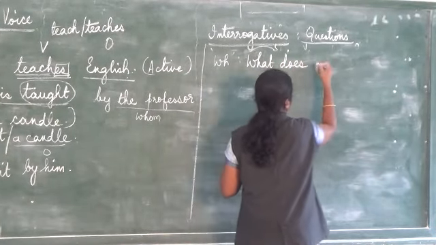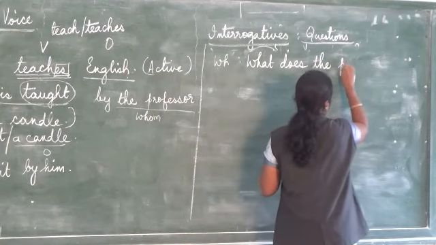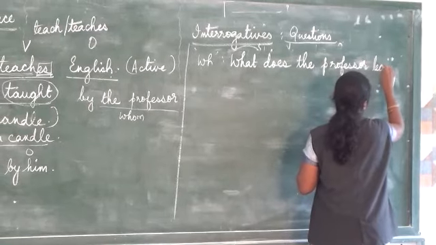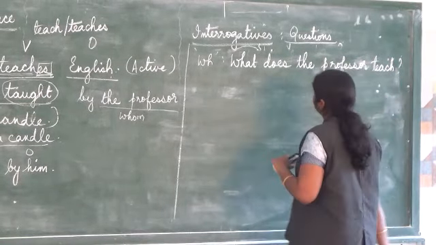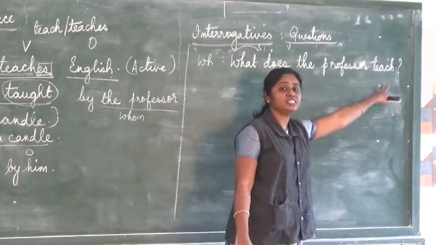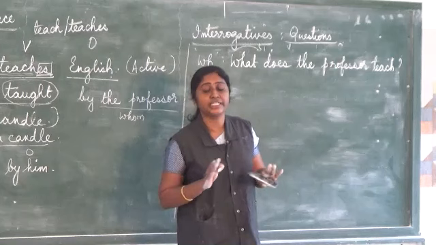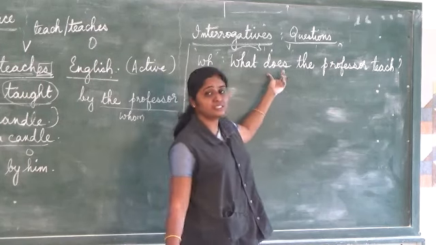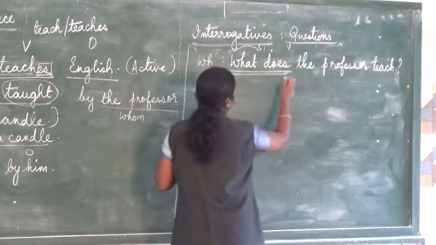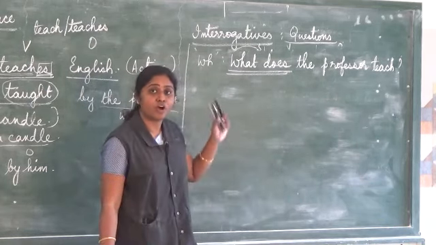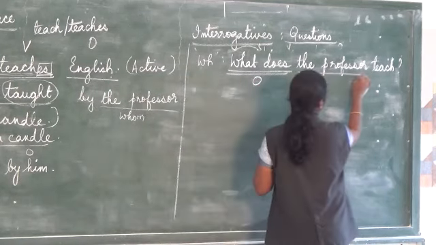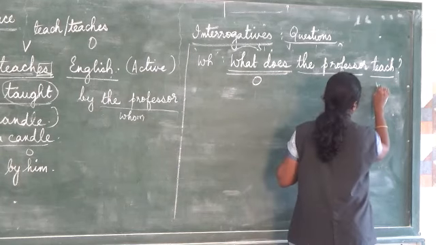What does the professor teach? Okay. Is it clear? The professor teaches English. That is the sentence actually. Now for that sentence, we have written this WH question. So if you see this question, the answer for this question actually is the object of this sentence. So this is actually the object of the sentence. This is actually subject and this is the verb.